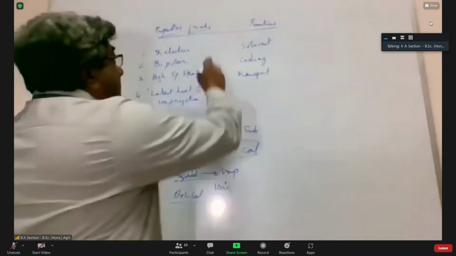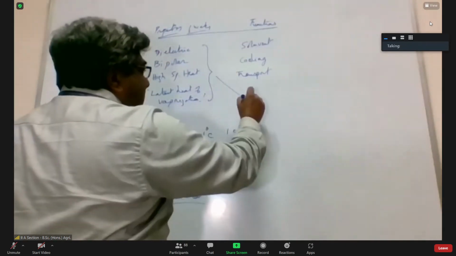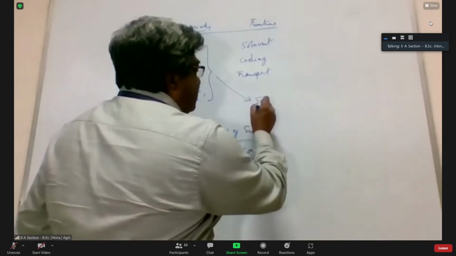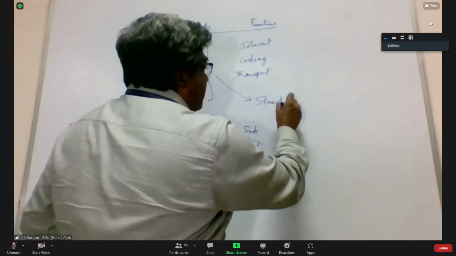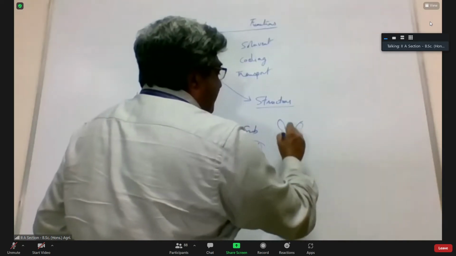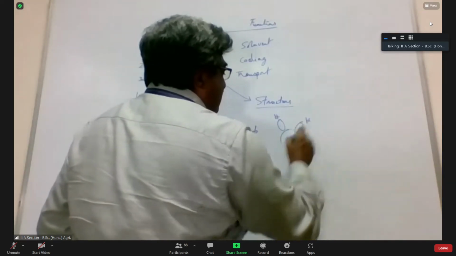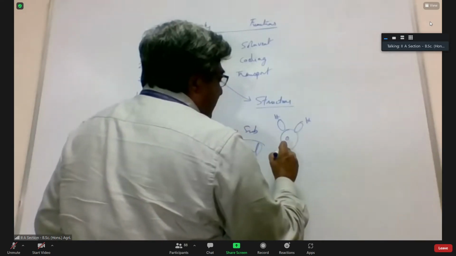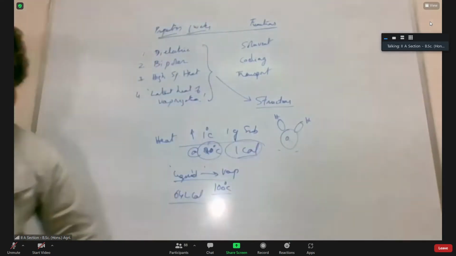And this entire function depends on what we call the structure of water, correct? So we said that it is a bipolar structure. You have 2 atoms of hydrogen attached to one atom of oxygen, and then it develops positive and negative charges and so on.